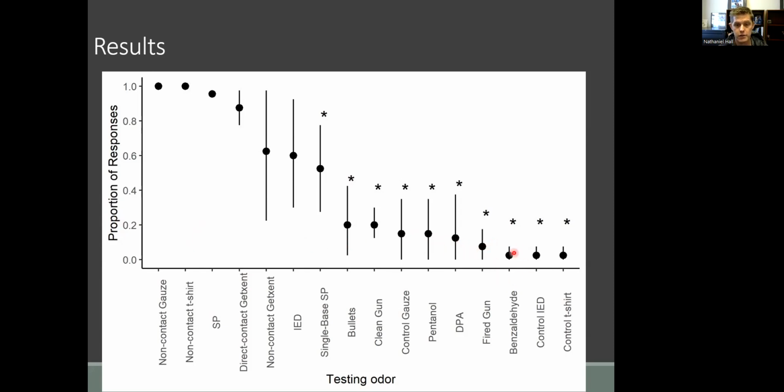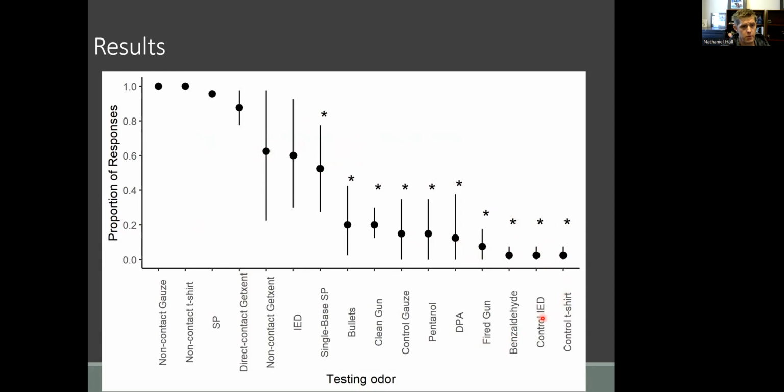We had a fired gun, and benzaldehyde, which smells like almonds. This was an arbitrary control test. Our control IED, compared to the one that had the smokeless powder in it, indicates that the dogs weren't just alerting to the PVC or the electronics, but were specifically alerting to the smokeless powder that was inside of it. And then the control t-shirt.